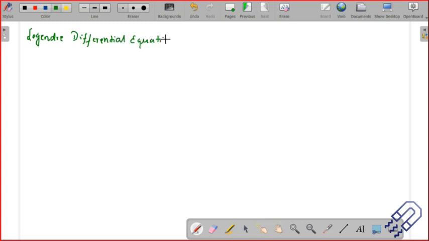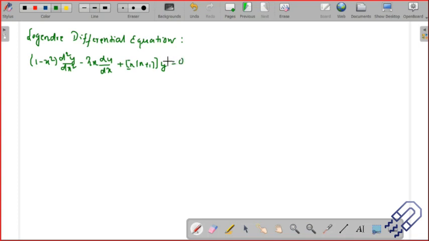So before we start with the first problem, let's just try understanding the Legendre differential equation's form. The form is something like this. This is (1 minus x square) d square y by dx square, minus 2x dy by dx, plus n into (n plus 1) y is equal to 0.